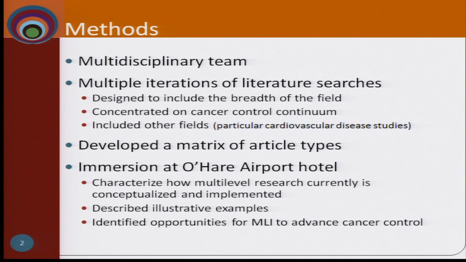And we did this where there were no distractions except for the overhead noise of airplanes and really bad food at one of the Chicago O'Hare airports. And our goal there was to really characterize how multi-level interventions are currently conceptualized and implemented in the literature, to describe illustrative examples, and to identify opportunities for multi-level interventions to advance cancer control. So I've got a couple slides to characterize this literature, 3 slides on these opportunities, and then one closing slide of the discussion questions we'd like you to consider.